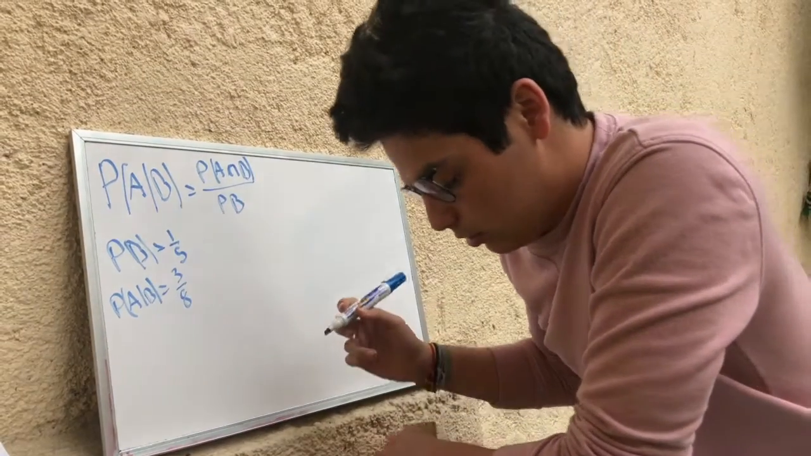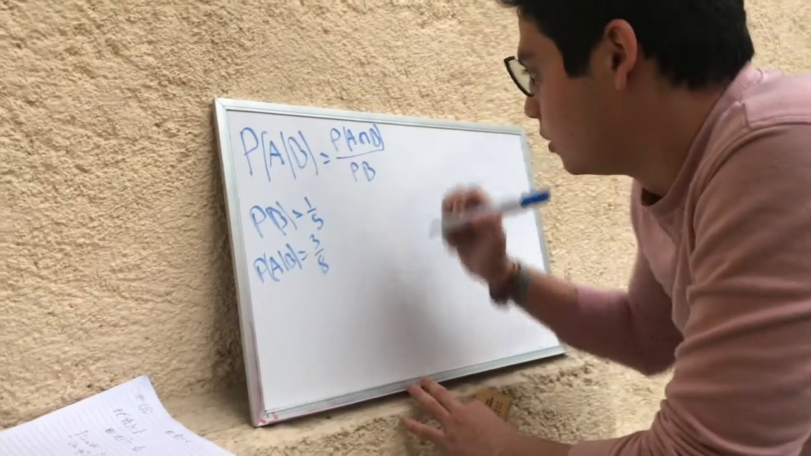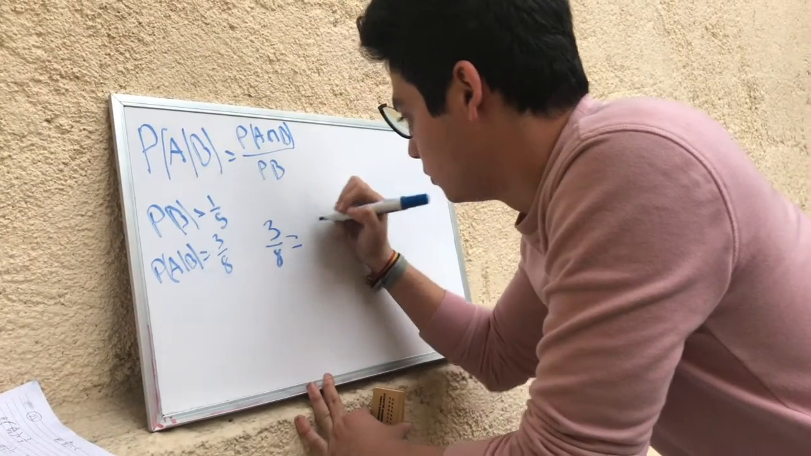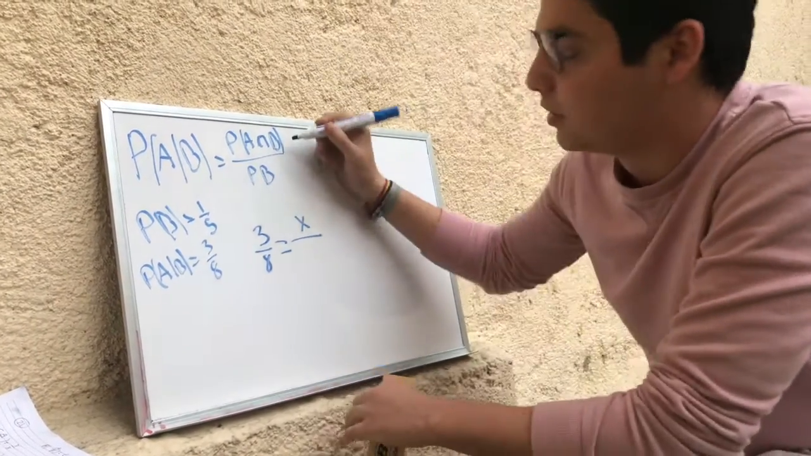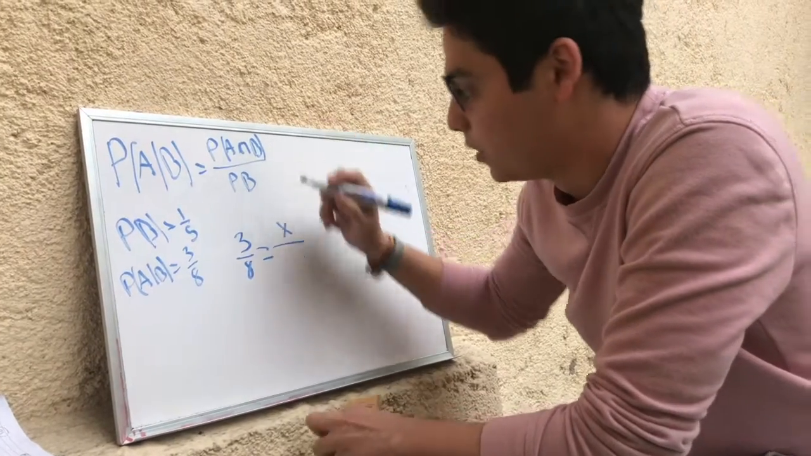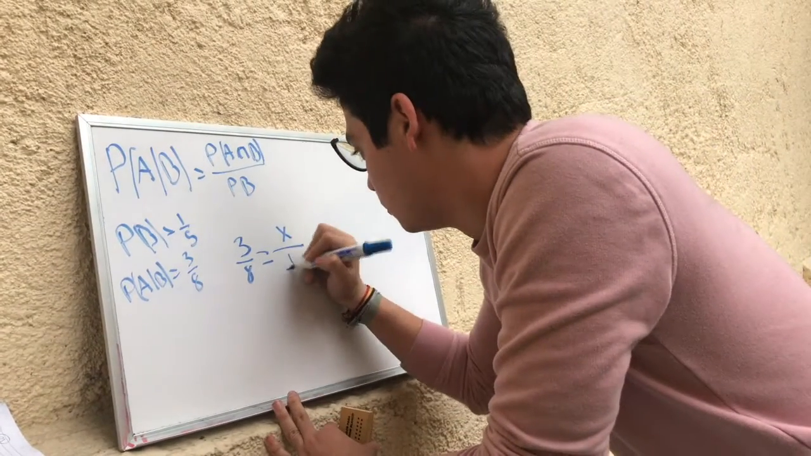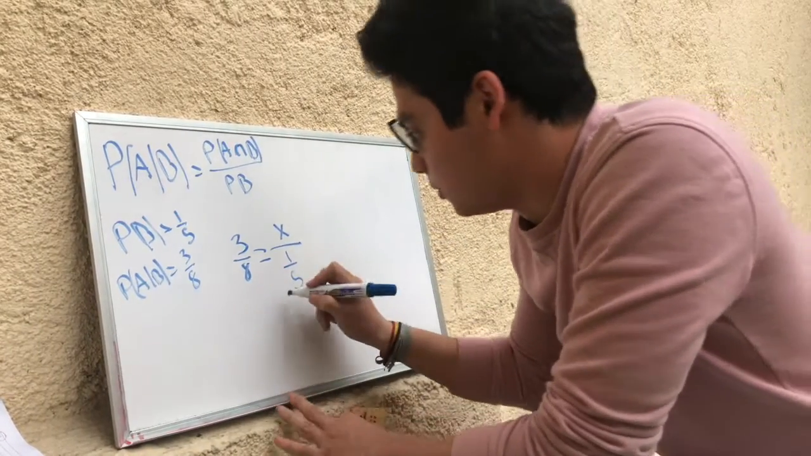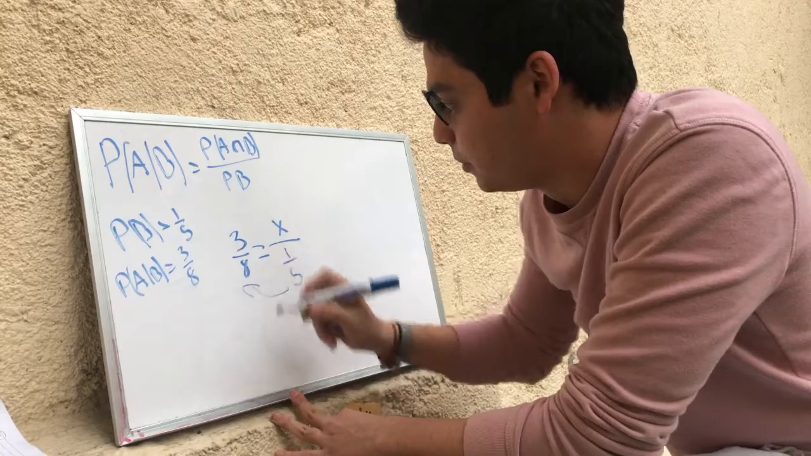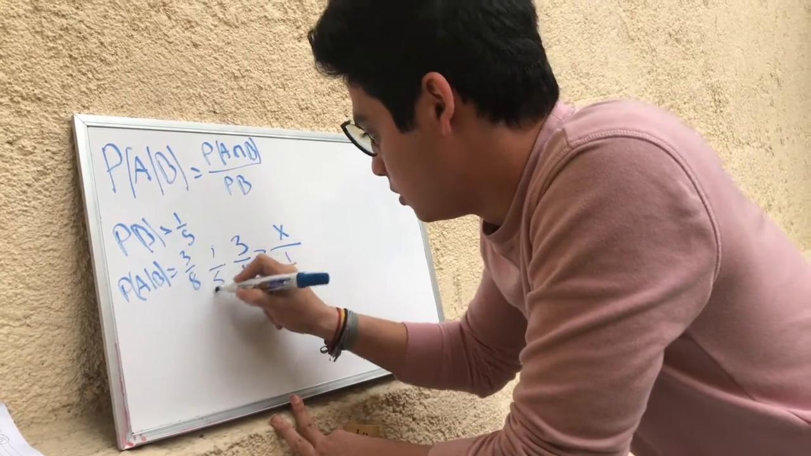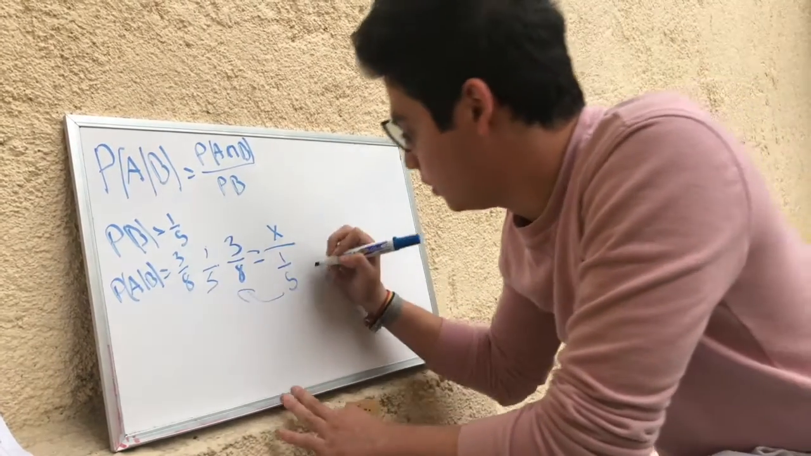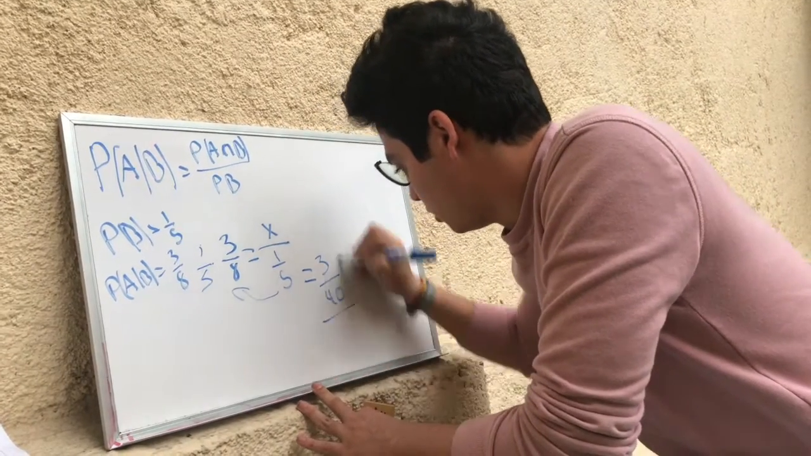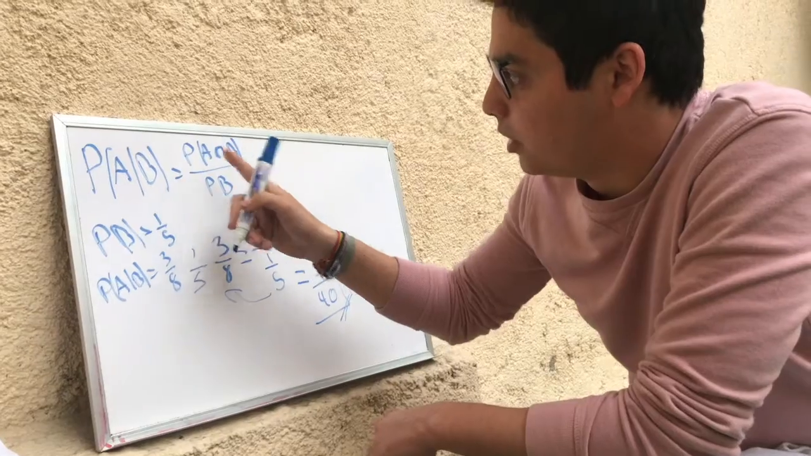So now what we're going to do is implement it in the formula and solve for the missing value. We put 3/8 equals x, because we're trying to find this value, divided by the probability of B, which is 1/5. Now it's just algebra. Since it's dividing, you multiply, and you insert this in the calculator, and the answer will be 3/40. And this is the probability of A and B.